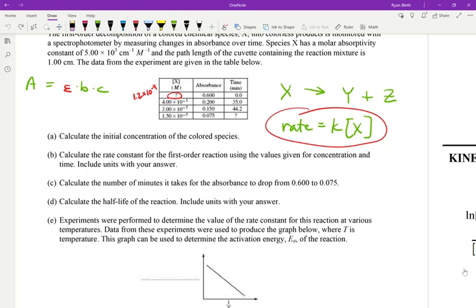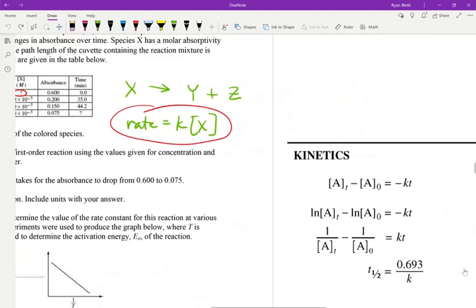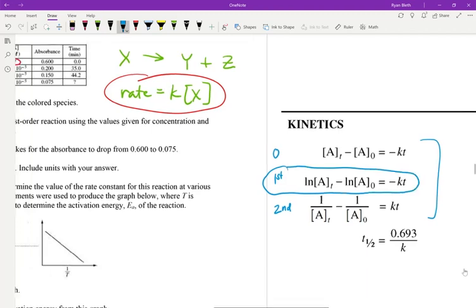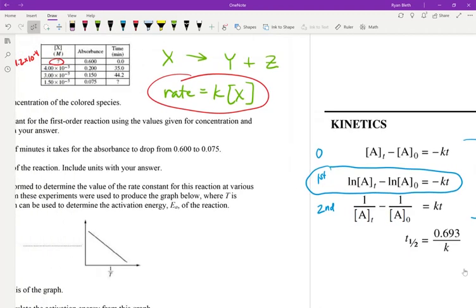The reason that's so valuable is because if we go to our formula sheet here, we've got three important equations, actually all four, but these first three sort of make a set. This is for a zero order, this is for a first order, and this is for a second order reaction. So zero order, first order, second order. Since this is first order, we're going to want to use this equation right here to answer the question in front of us. In fact, we'll use it for a couple of questions that are left.